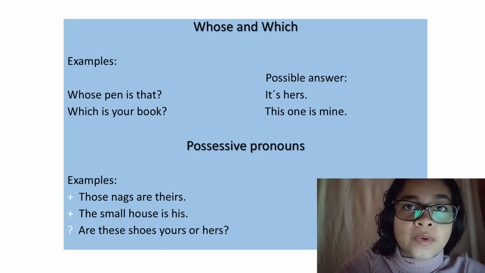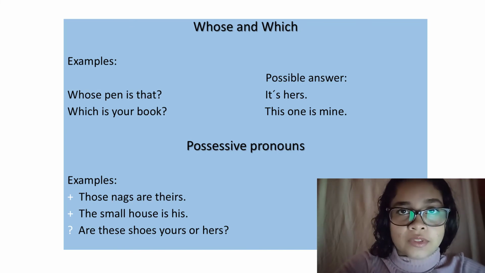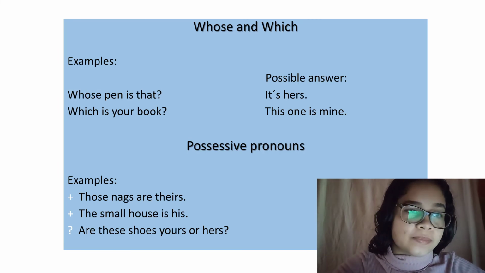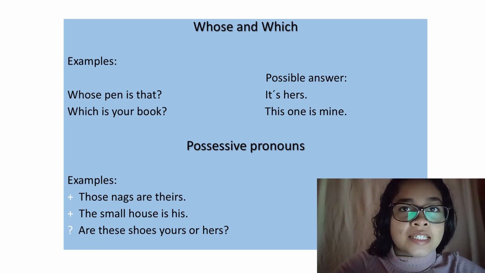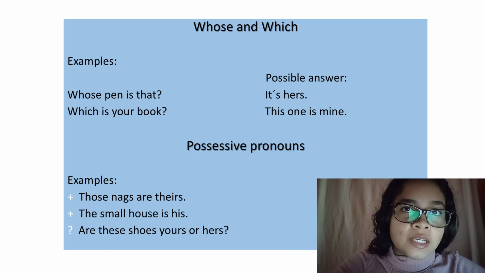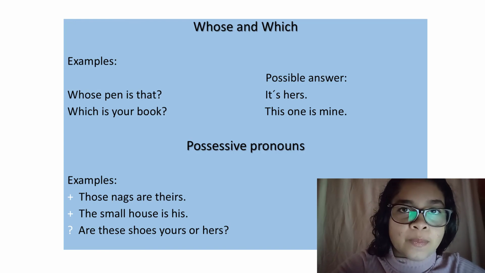And for possessive pronouns, we have some more examples. Those bags are theirs. Theirs is the possessive pronoun. Another example, the small house is his. His is the possessive pronoun. And for questions, are these shoes yours or hers? Yours and hers are the possessive pronouns.